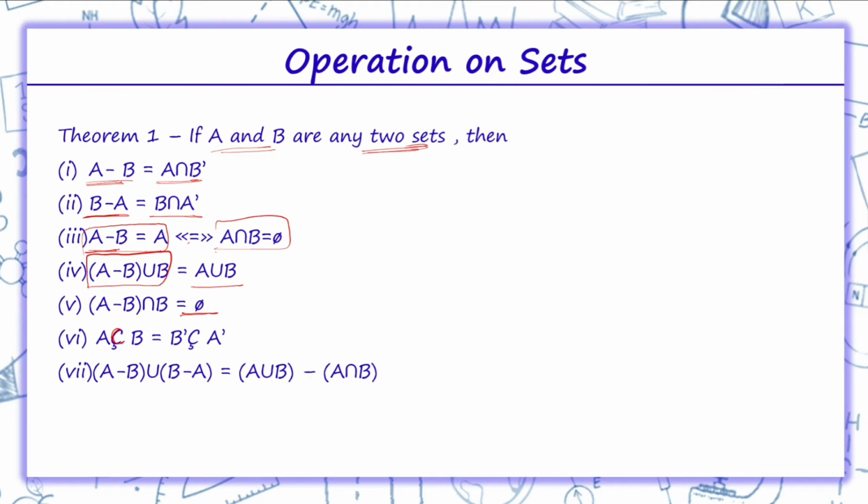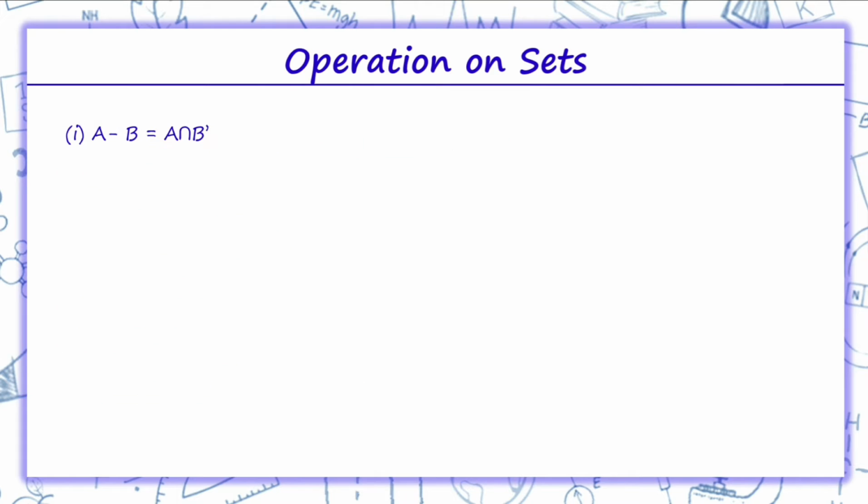If A is a subset of B, then we can write that B complement will be a subset of A complement. And the last one is A minus B union B minus A, which can be written as A union B minus A intersection B. Now, the theorems which we have discussed, the points in the previous slide, we will prove over here. I'll be proving some of the points, and the others you can do by yourself.